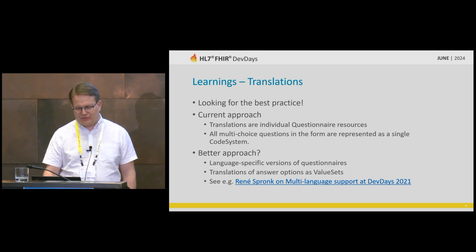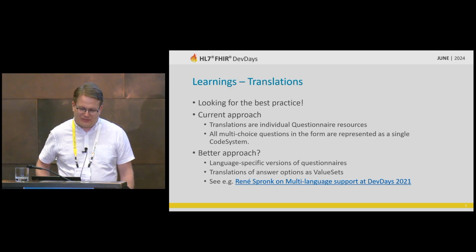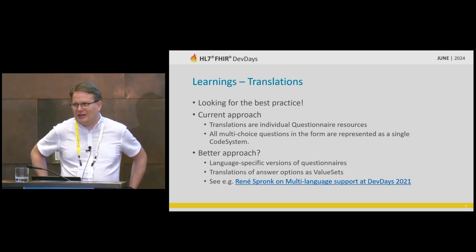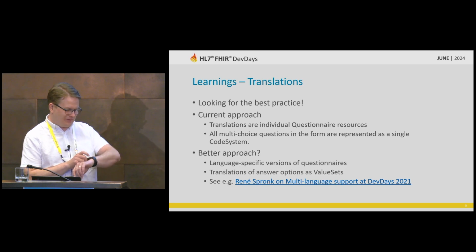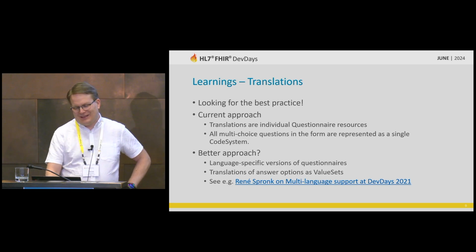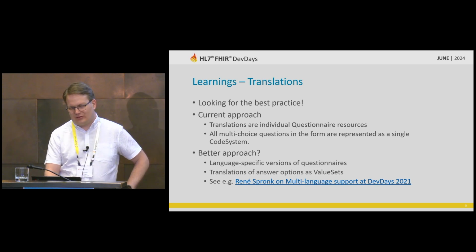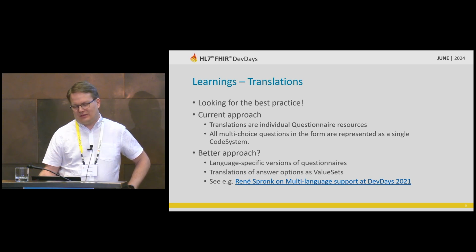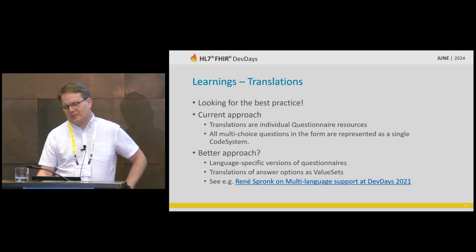The translations are still something we struggle with, and I don't think we are quite happy with the ideas we have at the moment. It's not ready. So how we do it at the moment is that the translations are their individual questionnaire resources, and then all the multi-choice questions there are represented as a single code system.